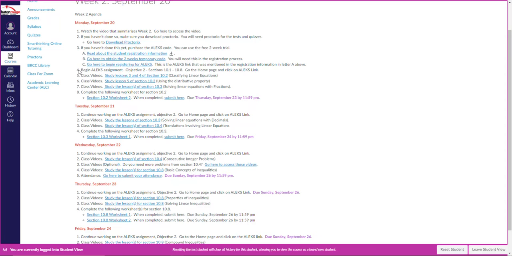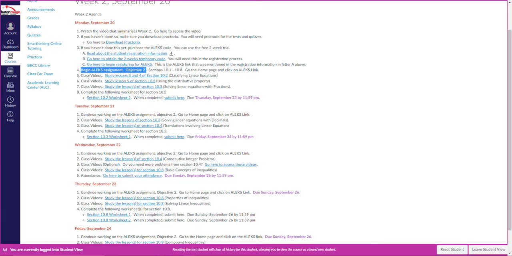I think it's item number four. If you look at it, it says begin Alex assignment objective number two. Now, Alex will allow you to go back and continue working on previous objectives, but that does not affect your Alex assignment grade. So make sure you are keeping up with the week's objective. We're in week two, so work on objective two. Make sure you complete those before you go back and do anything else from Alex in previous weeks.